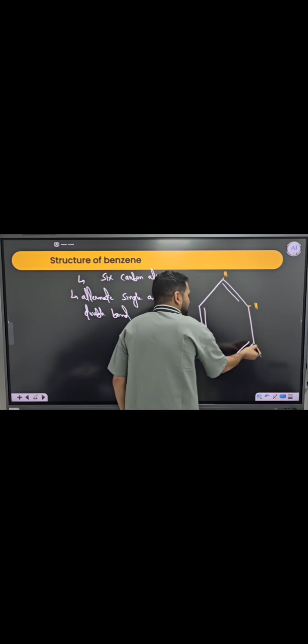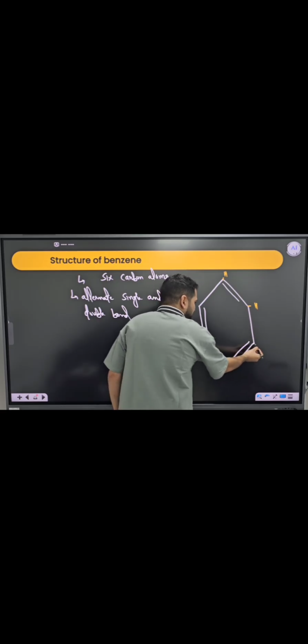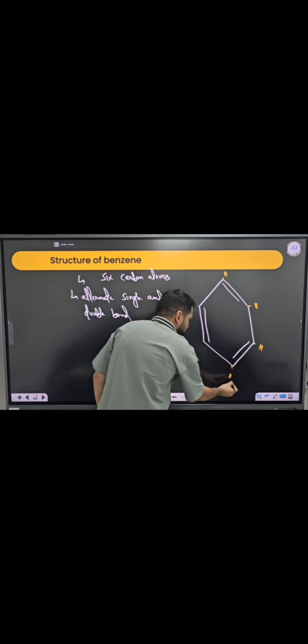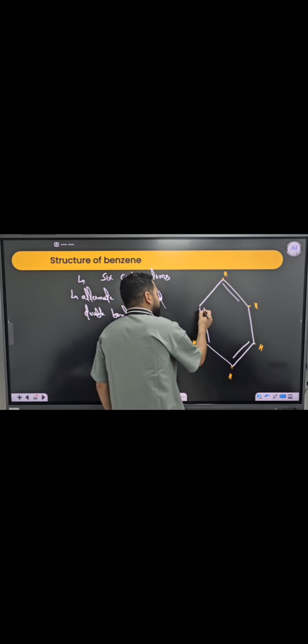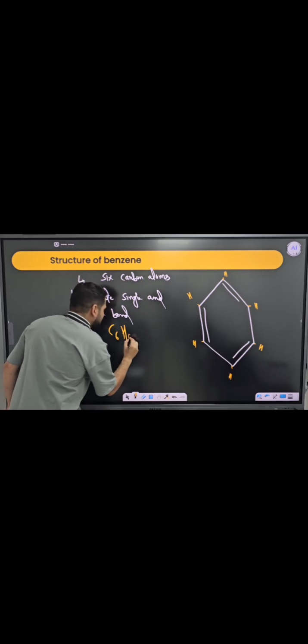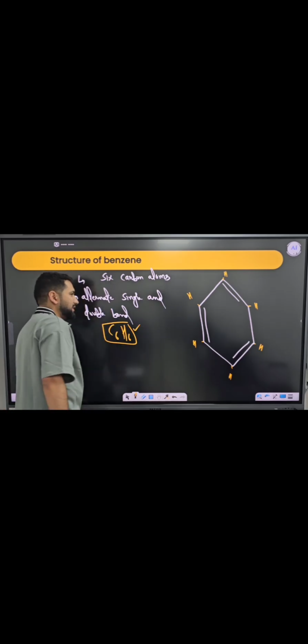So 1 more bond. How many bonds is carbon? 1, 2, 3. How many more bonds? 1. This carbon, 1, 2, 3. How many more bonds? 1. How many bonds? 1. Right? So how many carbons? 6. How many hydrogens? 6. That's the structure of benzene, right?